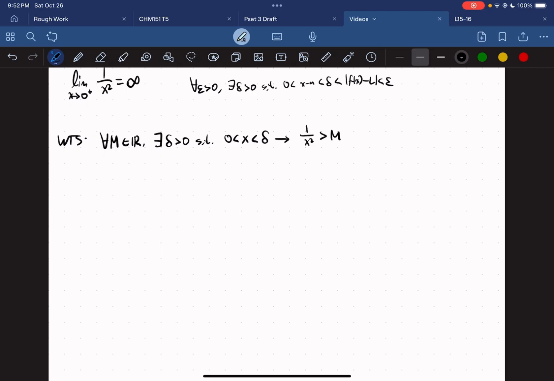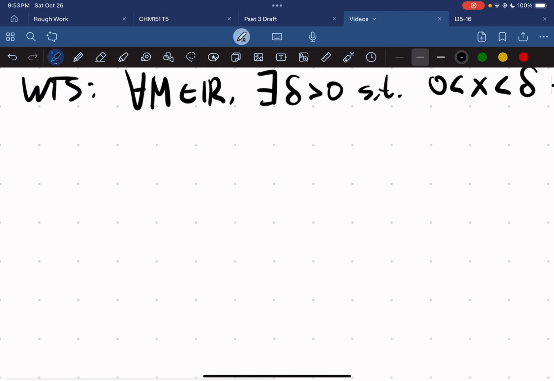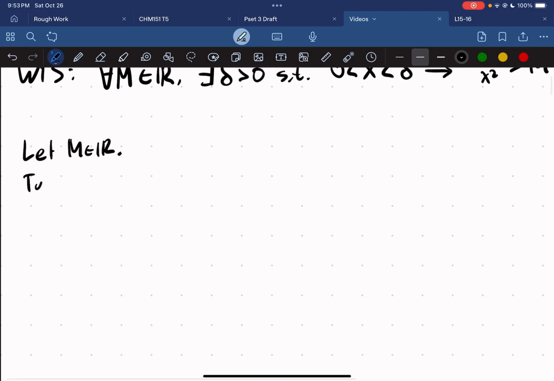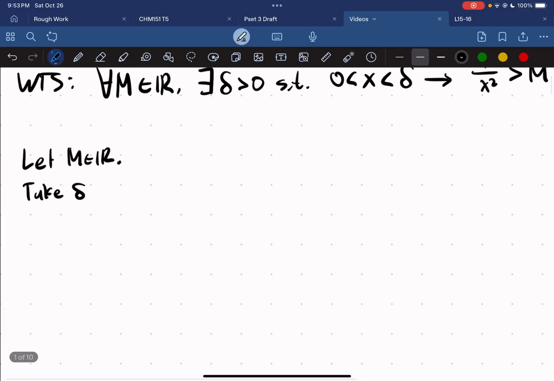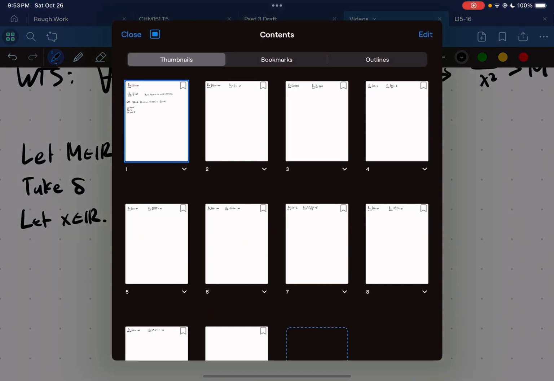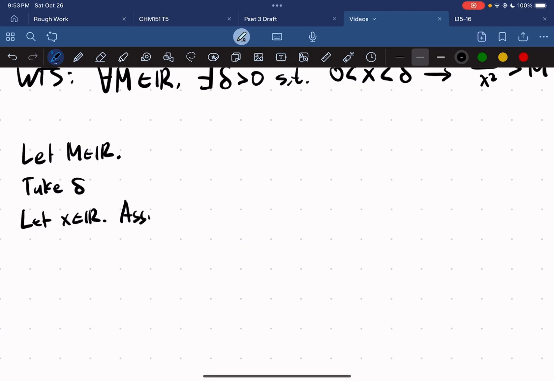Now, of course, we want to just set up our proof real quick. So let m be in the reals. Now we want to take a delta as something, right? And then we have to define x and assume the first part of our condition. And we have to prove that 1 over x squared is greater than m.